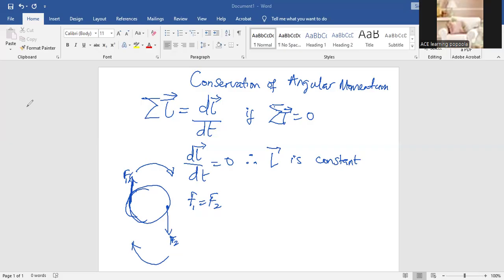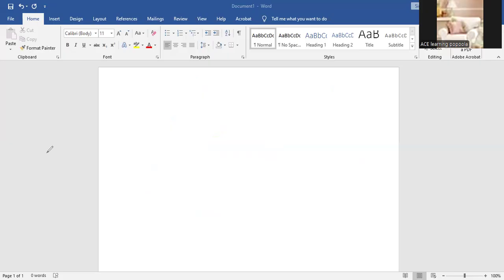All right, now let me go on to today's business: equilibrium, statics, and elasticity. Conditions for equilibrium.